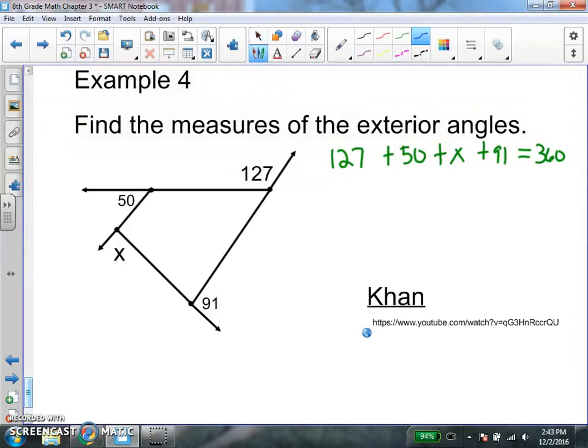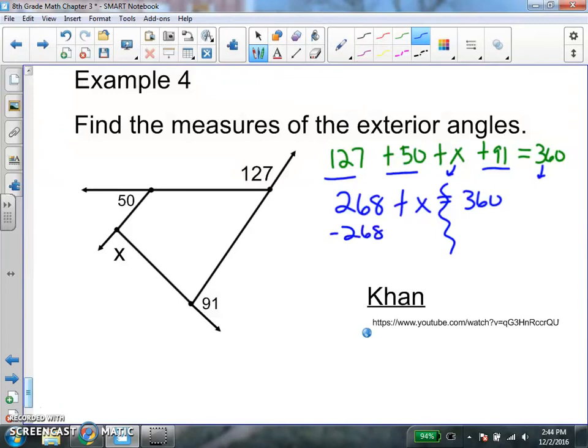Next up, taking a look at this equation, I have some like terms. 127, 50, and 91 are all constants. They are all just numbers. When I add them together, I come up with a total of 268. Plus x, I'm just bringing this down because I didn't add it to anything, has to equal 360 degrees. Now we have a simple equation. Split it at the equal sign. Subtract 268 from each side, and you'll be left with x. You should get, hopefully, 92.